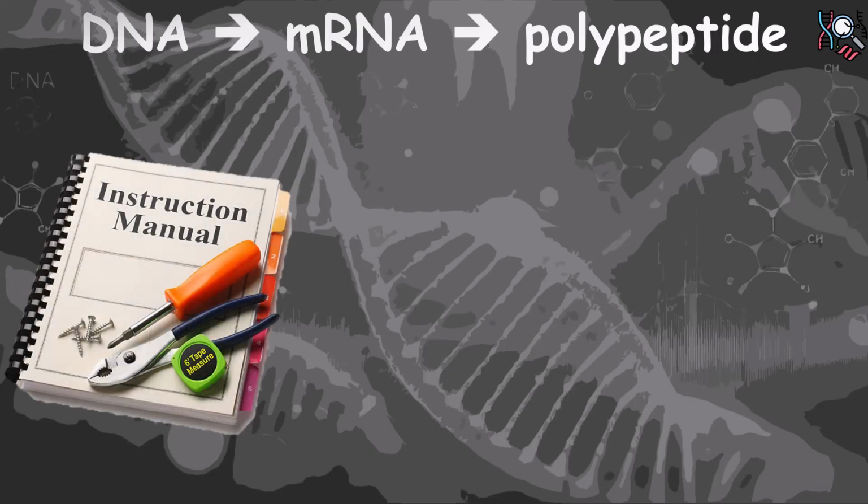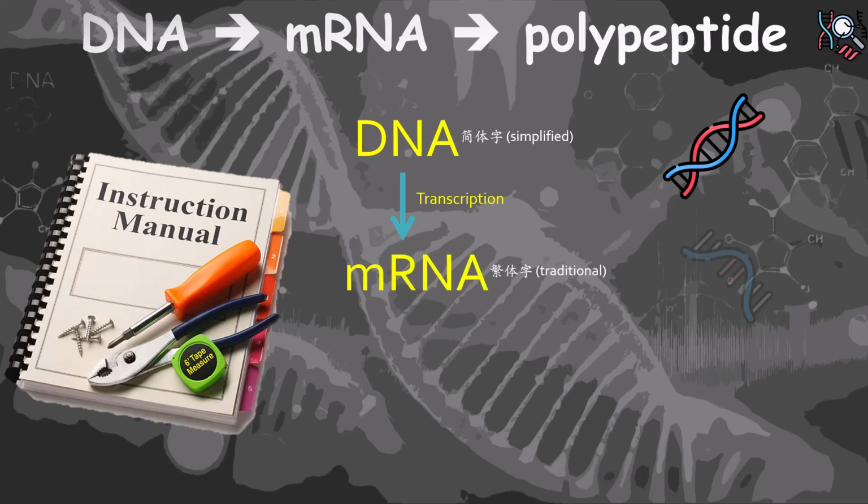Your genome, or all your 46 chromosomes together, is like an instruction manual for building you. The nucleotides in DNA are like simplified Chinese characters. When the nucleolus of the cell receives a signal that it needs more of a protein, the gene for that protein is transcribed into mRNA, which is single-stranded. mRNA is like traditional Chinese characters.